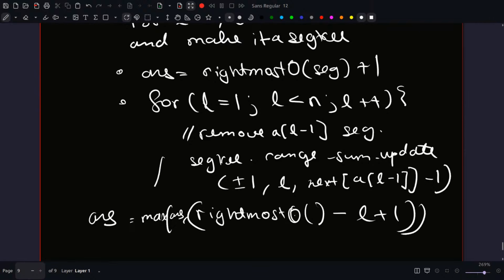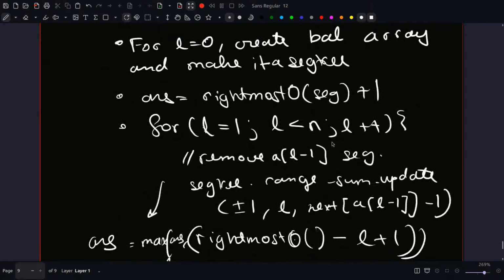Answer is equal to max of answer in our loop. So for every L value, we are finding the corresponding rightmost zero. Once we have found the rightmost zero, we will update our answer. And finally, we can find the maximum length and return the answer once this whole loop is done. So this is the general summary of what we're doing.